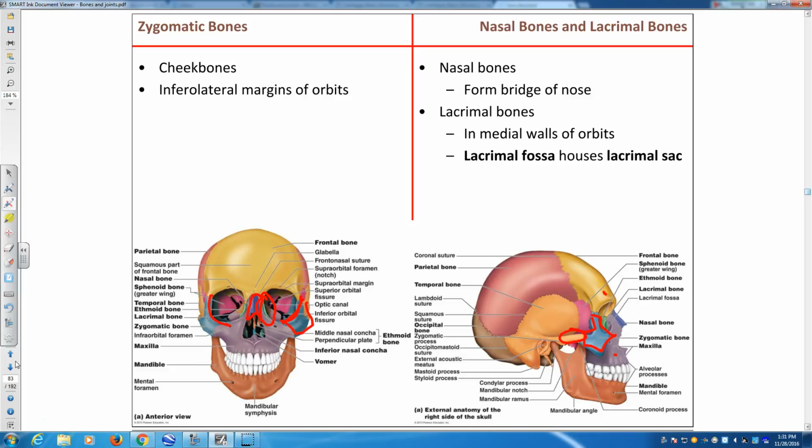Lacrimal bones, if you would look on the sides of the nose, here and here, you will see the fossae, the little tiny depression. So that depression is called a lacrimal fossa. And lacrimal fossa is, no surprise, located on the lacrimal bone.